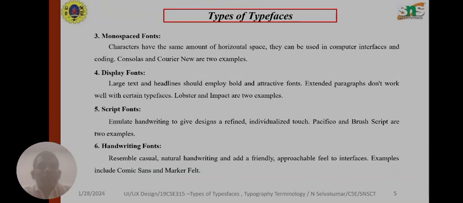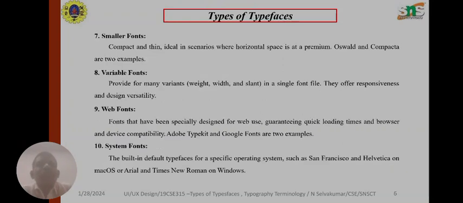Handwriting fonts. They look casual, like natural handwriting, and add a friendly and approachable feel to interfaces. Examples include Comic Sans and Marker Felt. Condensed fonts are compact and thin, ideal in scenarios where horizontal space is at a premium. Oswald and Compacta are two examples. Variable fonts provide many variants of weight, width and slant in a single font file. They offer responsiveness and design versatility. Web fonts are fonts that have been specifically designed for web use, guaranteeing quick loading times and browser and device compatibility. Adobe Typekit and Google Fonts are two examples.